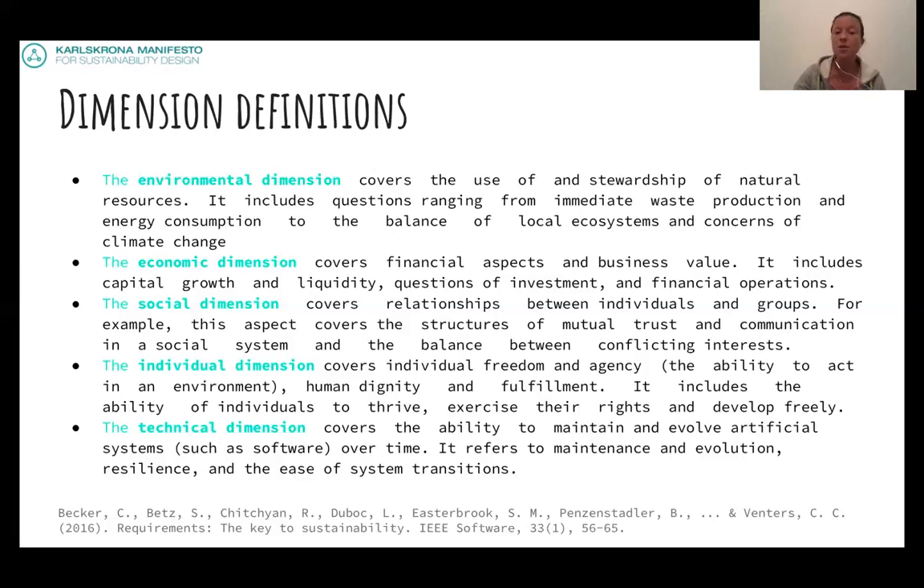The technical dimension covers the ability to maintain and evolve artificial systems such as software, and it refers to maintenance and evolution, resilience, and the ease of system transitions.